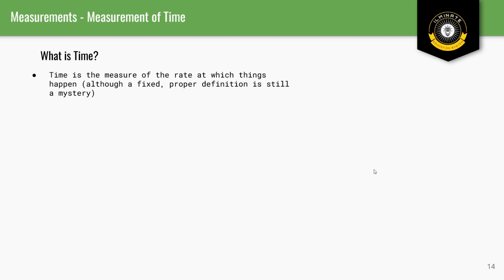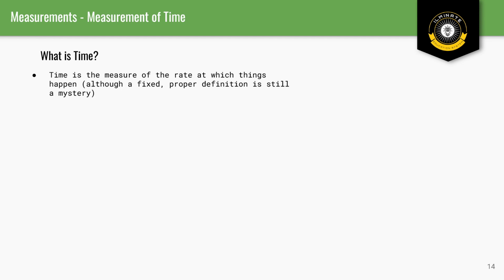So, looking at the measurement of time, what is time? So, time is the measure of the rate at which things happen, although a fixed and proper definition is still a mystery. If you're an enthusiast of science and you like to do a bit of research here and there, such as me, you must know that time is one of the most confusing aspects of reality. And even though that's something you should look at yourself in your spare time whenever you're trying to do research, which is recommended, in our syllabus, time is simply the measure of the rate at which things happen.